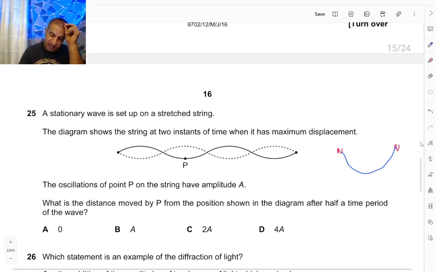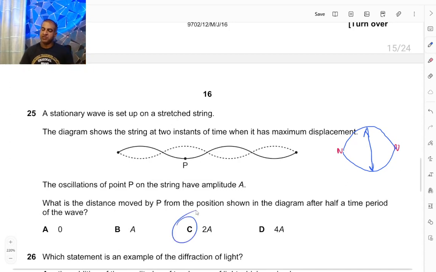So our target is to find what is the distance moved by P from the position shown in the diagram after half a time period of the wave. So that means it will move till this position. This is quarter, and this is actually half. So that means the total distance moved is actually this. This is the total distance moved. So what is the distance moved by P from the position shown in the diagram after half a time period? This is going to be 2A. That's easy.